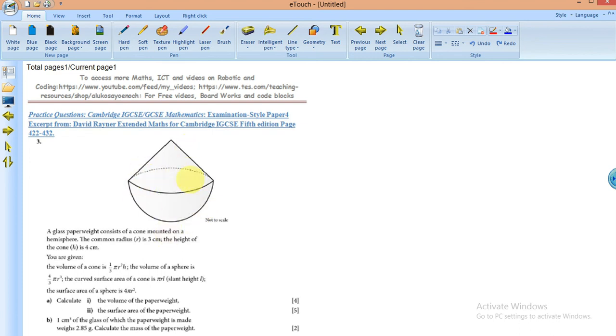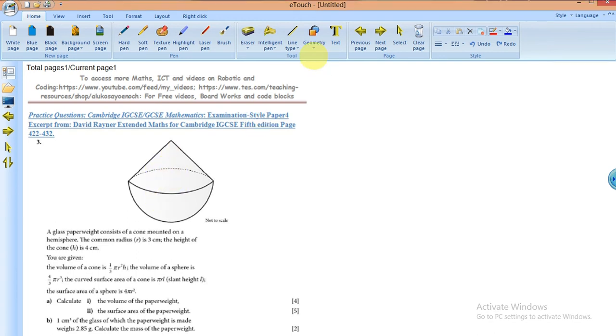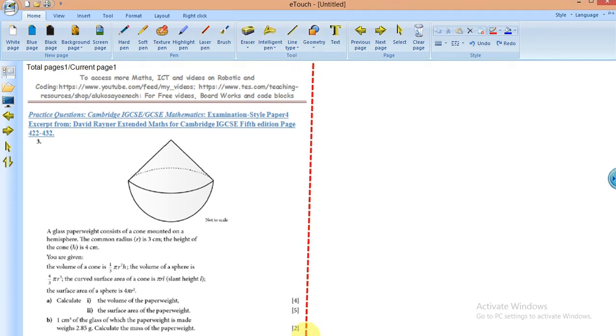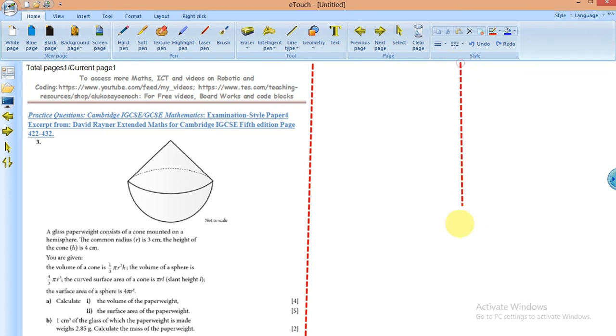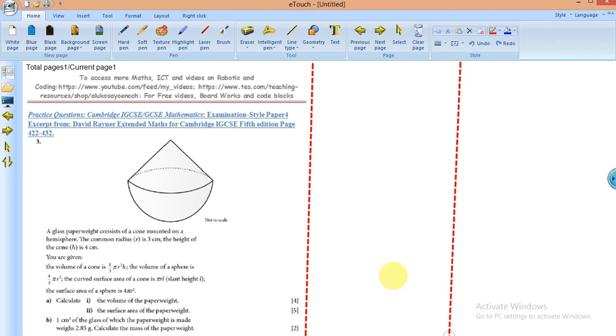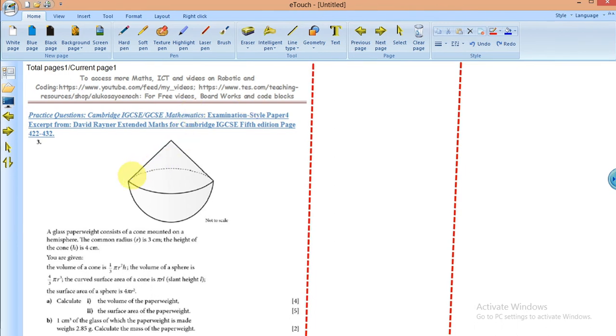Okay guys, don't forget that the paper weight actually consists of a cone mounted on a hemisphere. So meaning that the volume of the paper weight equals the volume of the hemisphere plus the volume of the cone. So let's go ahead and complete the task accordingly. Let's just go ahead and demarcate. First, this is your hemisphere, this one here. And we have the height. This is the center, so from here up, that is the height, and this is your radius.